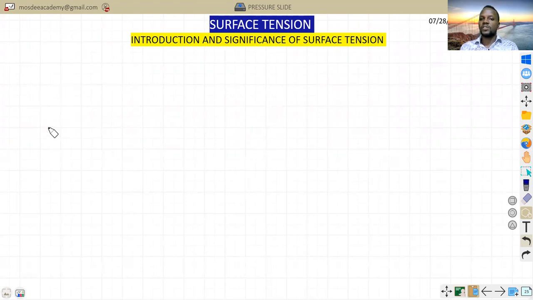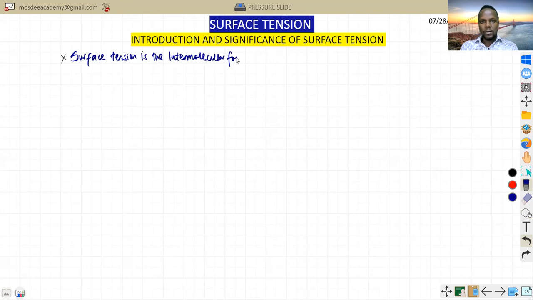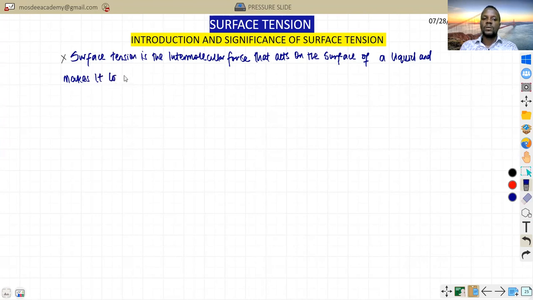Now, to understand the concept of surface tension, we can start with the definition, and we can write: surface tension is the intermolecular force that acts on the surface of a liquid and makes it look like an elastic membrane. I think that is better. Elastic membrane.